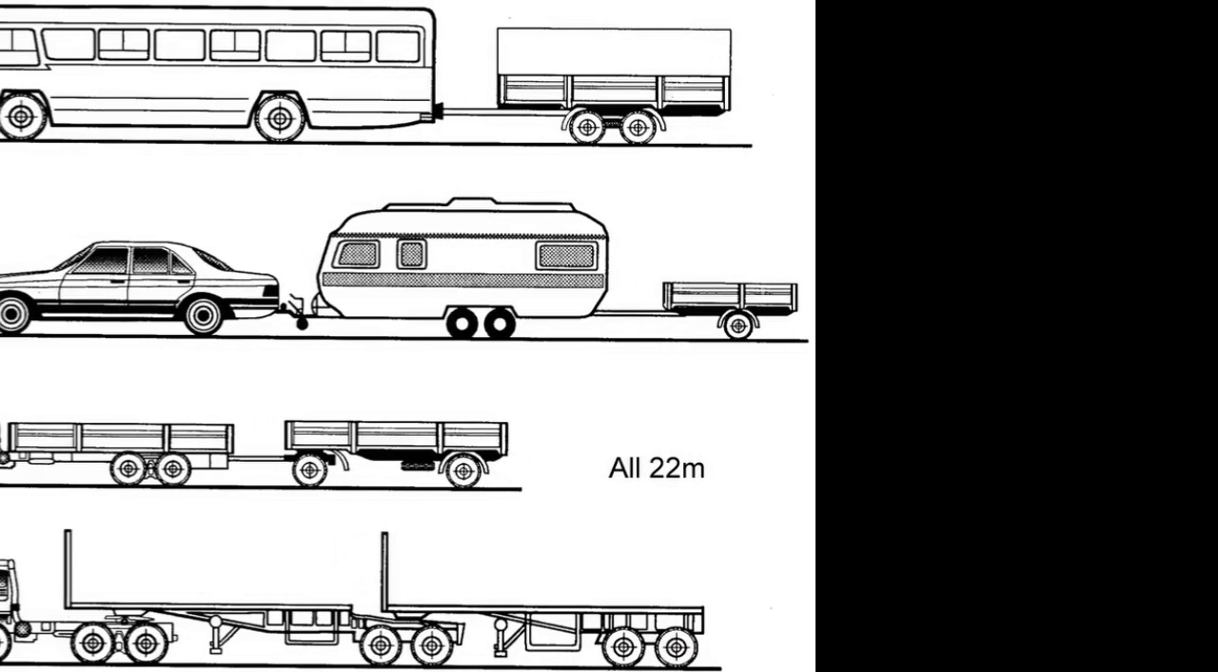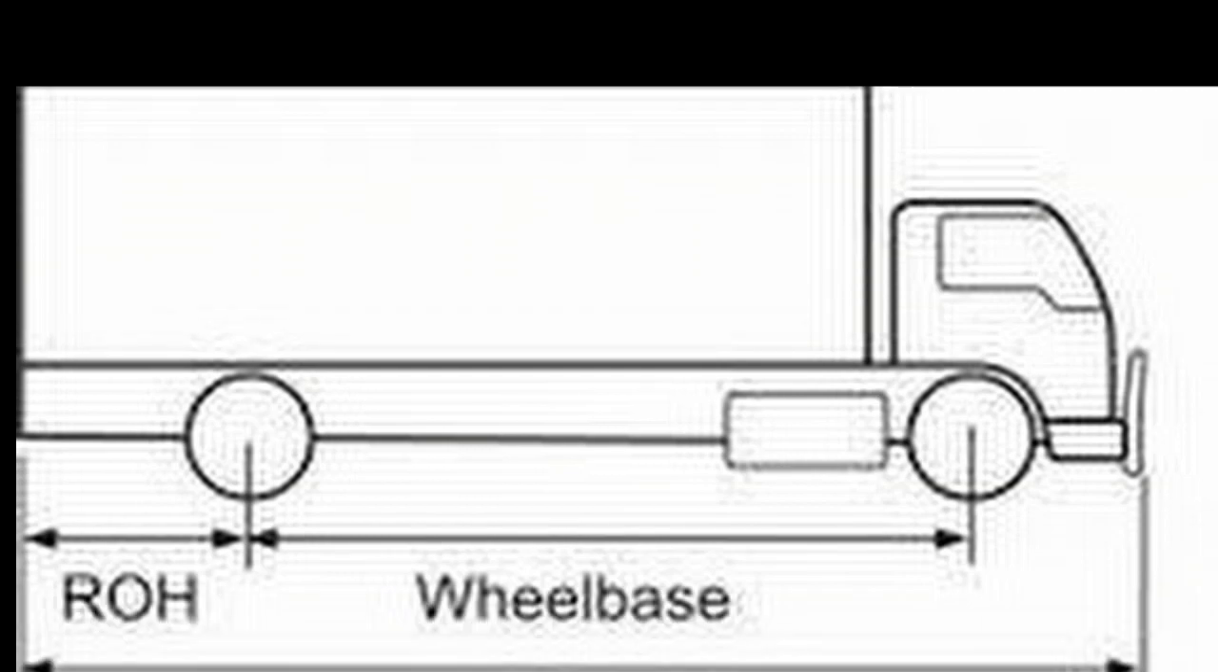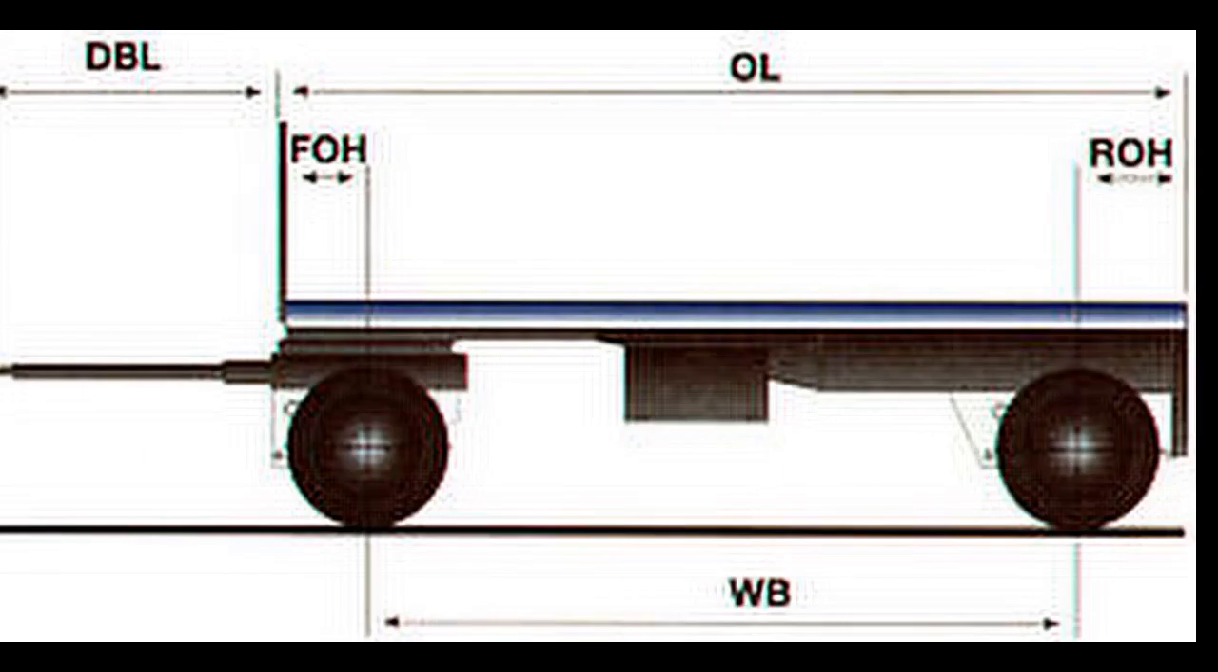Maximum permissible length. A bus or any combination of motor vehicle is 22 meters, any other vehicles 12.5 meters, a trailer with a mass less than 12,000 kilograms 8 meters, a trailer with a mass more than 12,000 kilograms 12.5 meters.